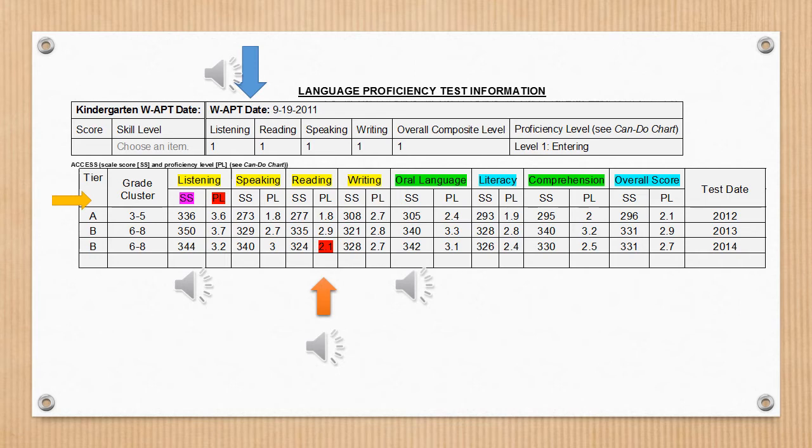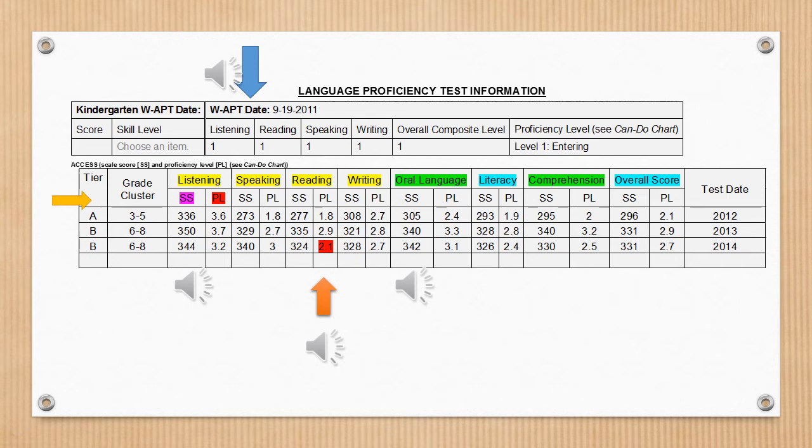The next section is testing information. This tells us a few things. If you look at the blue arrow, it will show a WAPT date. That is the WIDA test for access placement. That is the first test that they will take once they've entered a WIDA state. We are part of the WIDA consortium. This gives us a basic skill level in listening, reading, speaking, and writing, and also an overall composite.